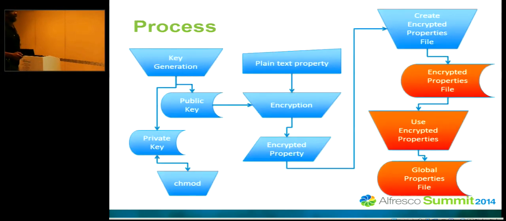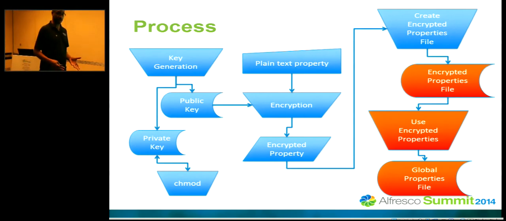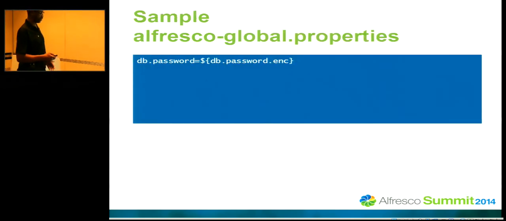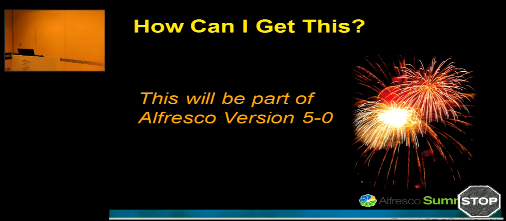Once you create this encrypted file, then you would have to use those encrypted files in the global properties file. And so we can load that file and dereference it much in the same way we would reuse any other property in the Alfresco global properties file. So if you look here, we have dbpassword, and then we use dbpassword.enc. So this knows how to dereference it, take the plain text value, and use it in the Alfresco global properties file.